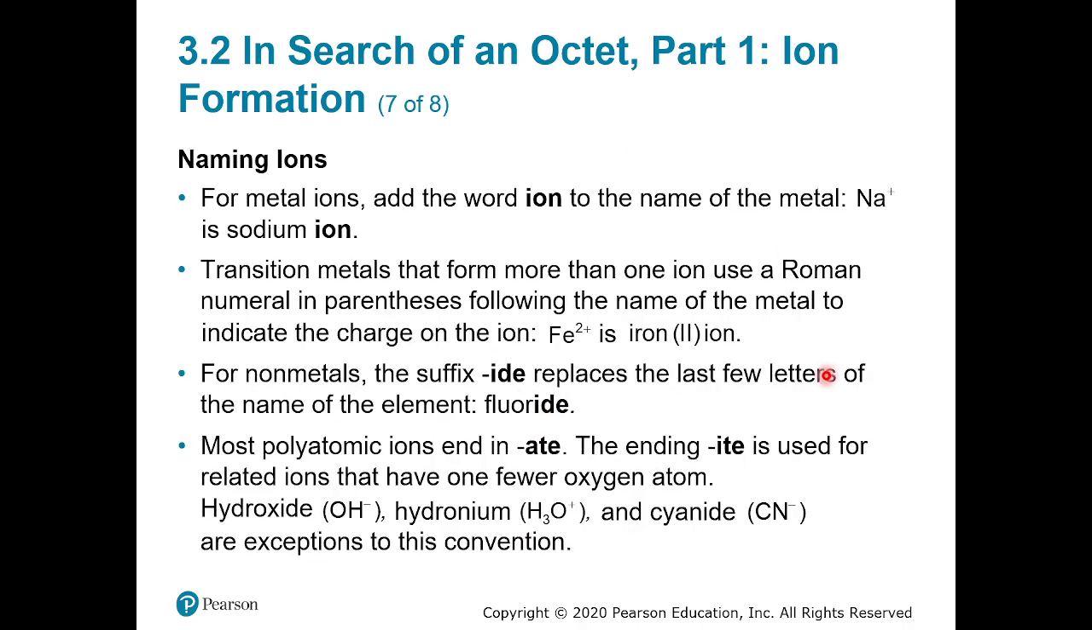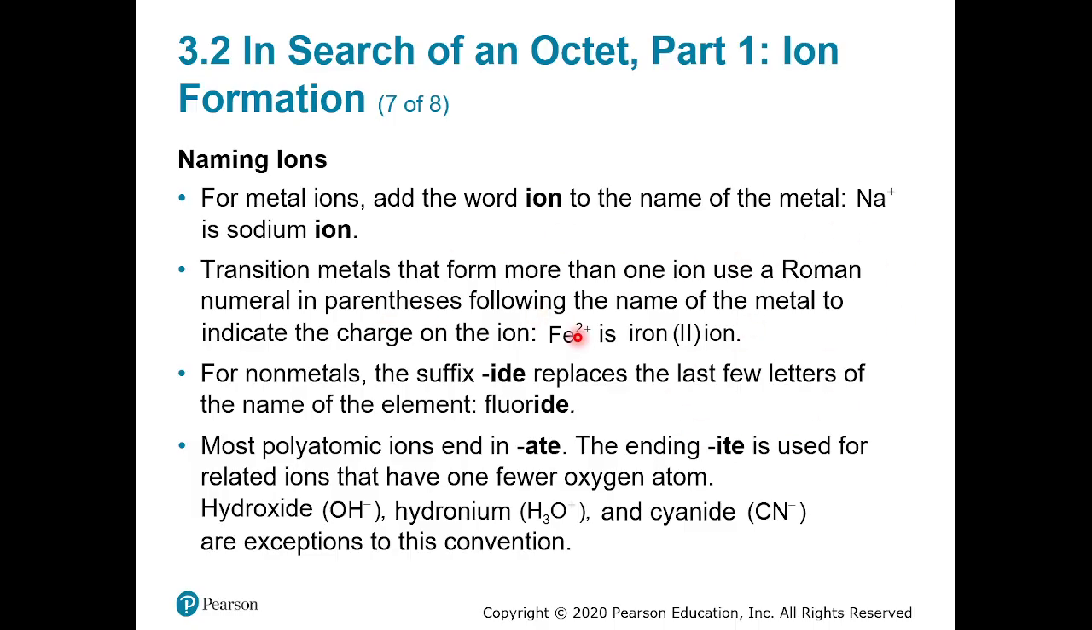Okay, now let's talk about naming ions. So for metal ions, we're going to add the word ion to the name of the metal. I know it is super complex, isn't it? So sodium is going to become sodium ion. Iron is going to become iron ion. If you have aluminum, it's going to become aluminum ion. Yeah, I know. Chemist, right?